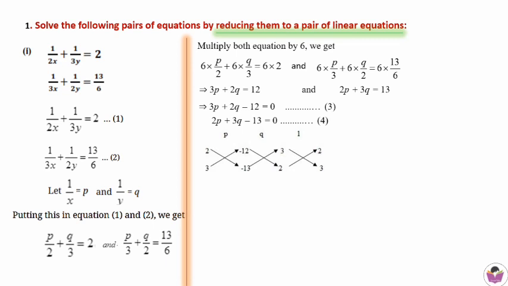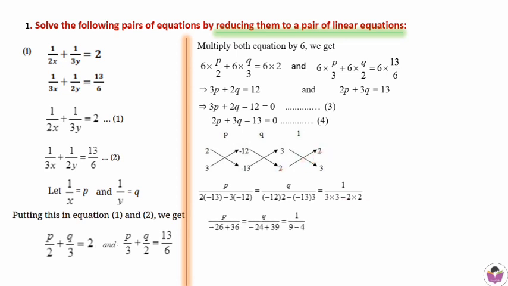Next again b1, b2. I have written b1, b2, c1, c2, a1, a2, b1, b2. Then just substitute the formula, that is p divided by cross 2 into minus 13 minus 3 into minus 12, it is written here, equal to q divided by cross minus 12 into 2, here it is, minus 13 into 3, here it is, equal to 1 divided by cross multiply 3 into 3, it is here, minus 2 into 2, it is here.